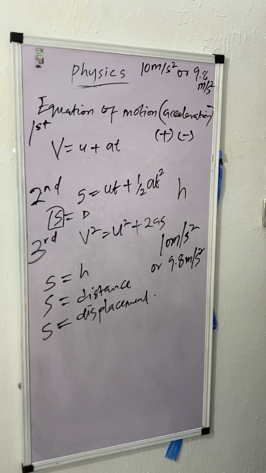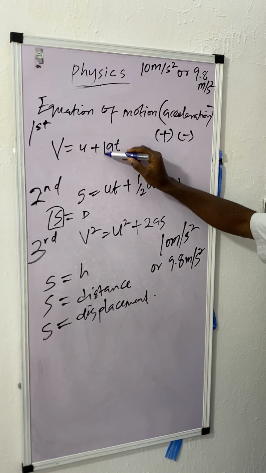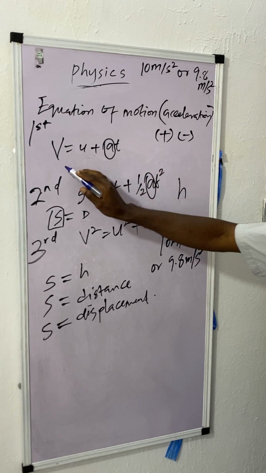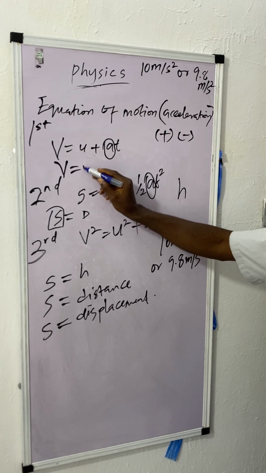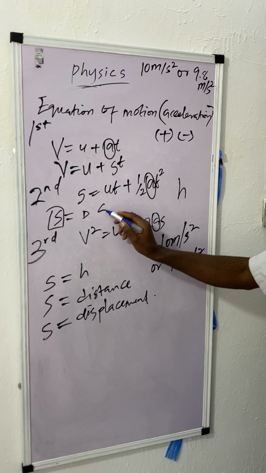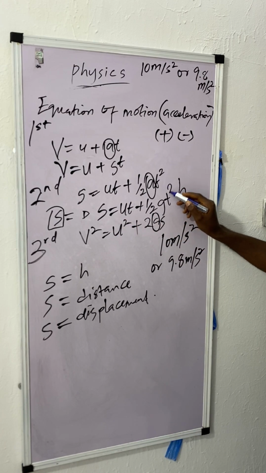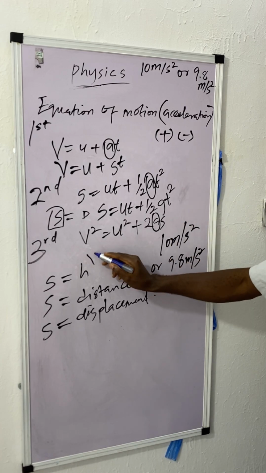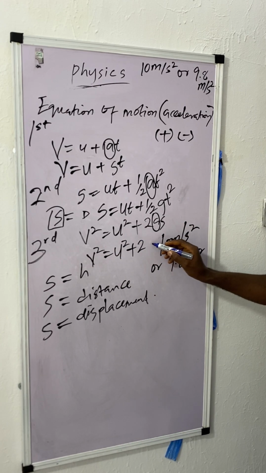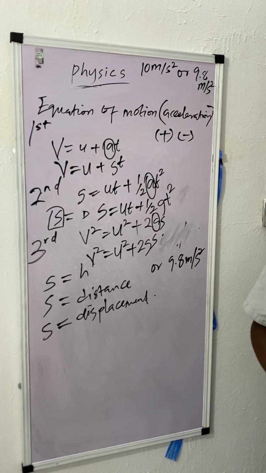So when we are solving for acceleration due to gravity, it's still the same three equations of motion we use. All you have to do is, in the place where you have acceleration, just put G there. That's acceleration due to gravity. Very easy. So we are now going to have V is equal to U plus GT. The second one is S equal to UT plus half GT squared. Then the final one, V squared equal to U squared plus or minus 2GS. So this is acceleration due to gravity.